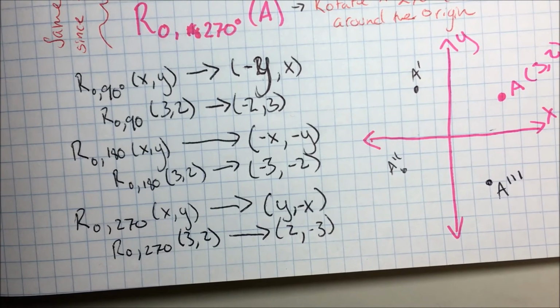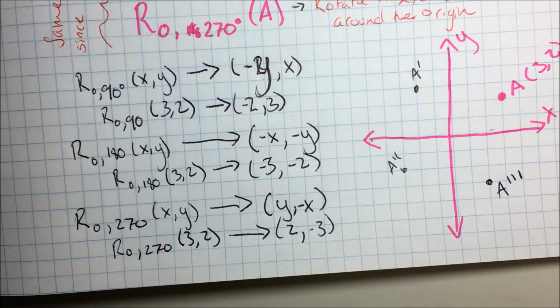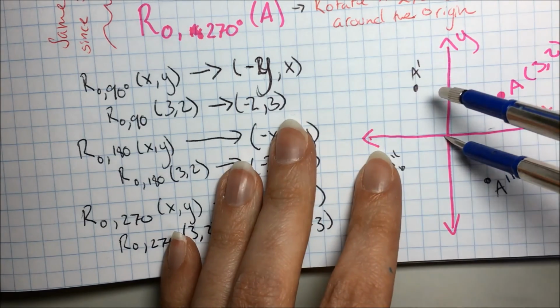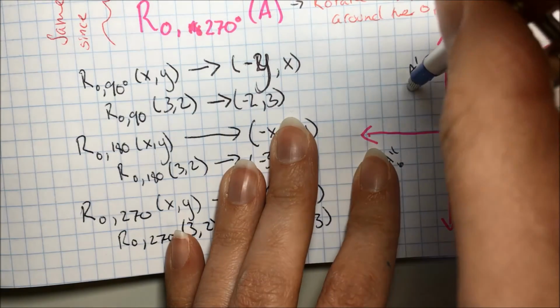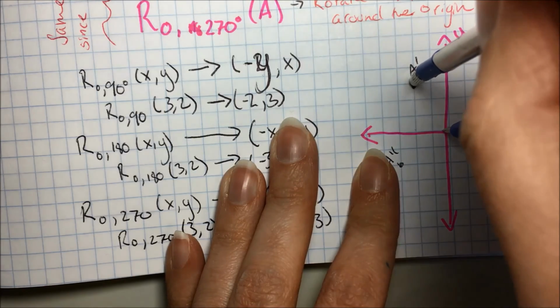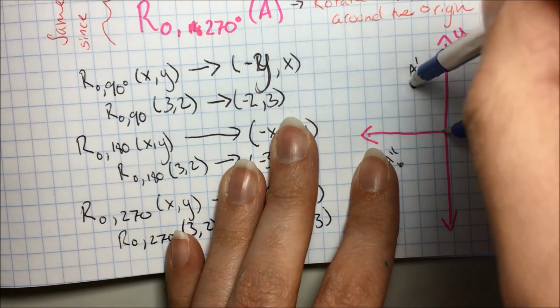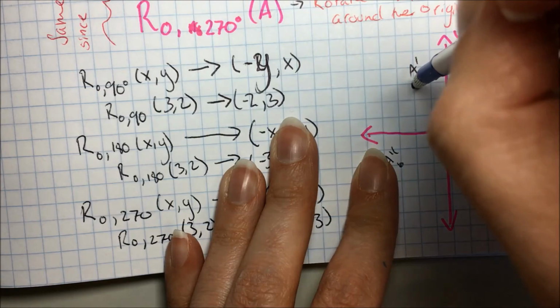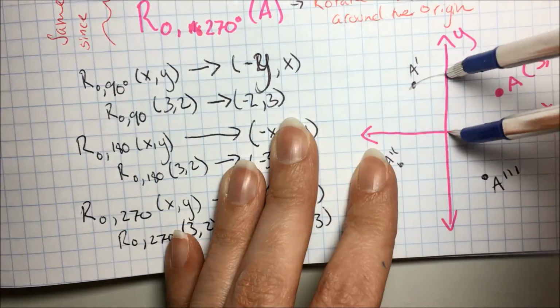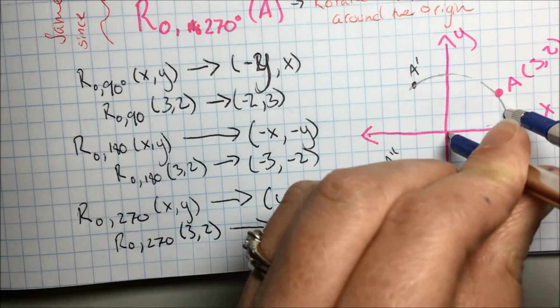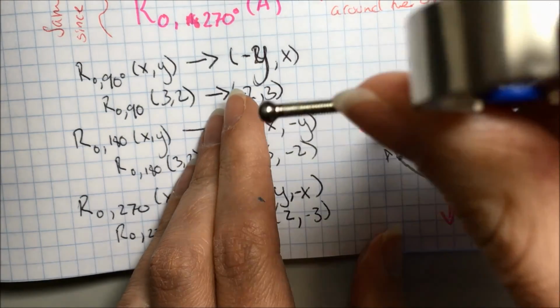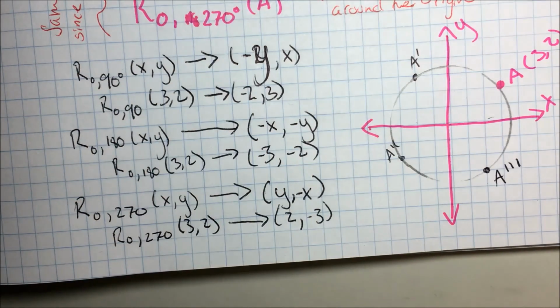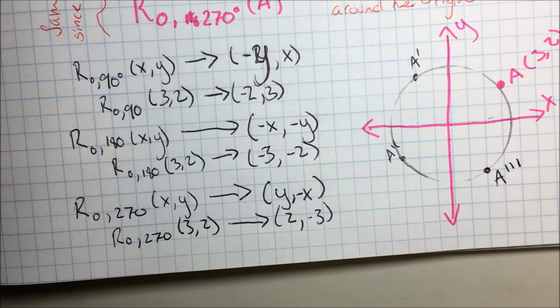And if you notice, all of these points are always the same distance away from the center of the circle. So if I were to use my compass to measure and go around the center, they're always the same distance away from the center, which is pretty cool.